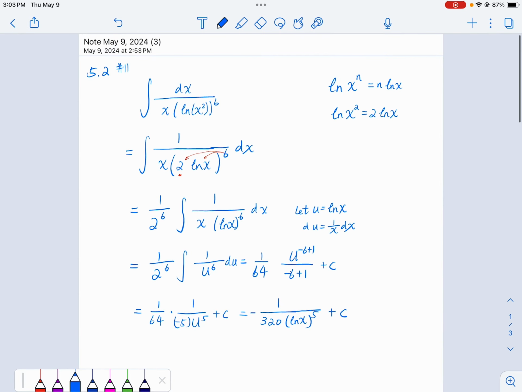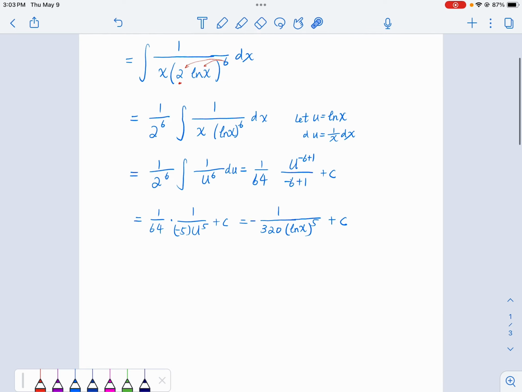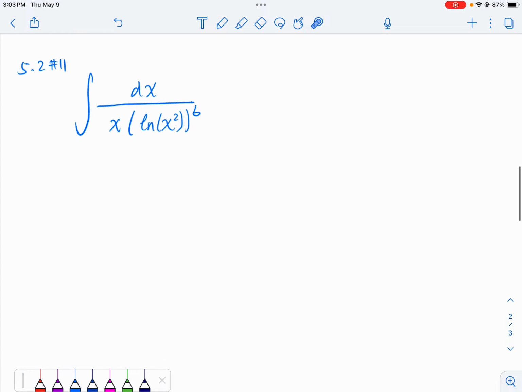Hi guys, in the last video I showed you how to do number 11 in section 5.2 using one method. Now, if you prefer another method, here's another one, which is probably less simplified, but that's what the textbook is expecting. We are going to do the u substitution again, but this time I'm going to call this my u. Oftentimes u is your inner function, you just use trial and error.